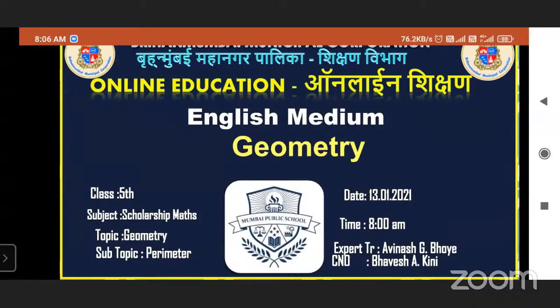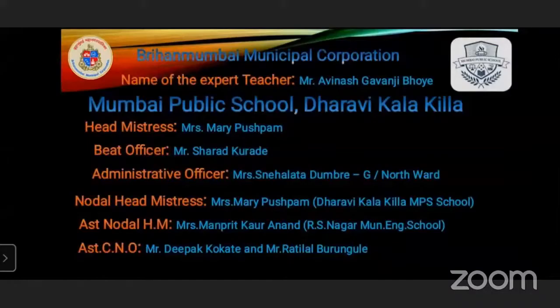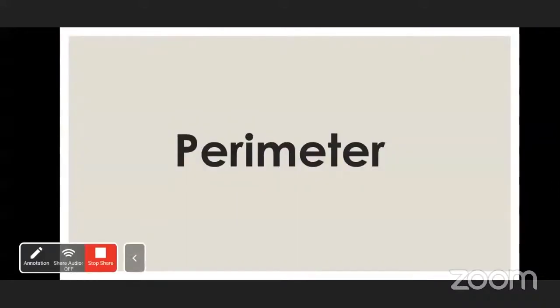Today we learn about scholarship. In that we learn the mathematics subject, and we see perimeter. Myself Avinash Gavanji Bhoye from Mumbai Public School, Dharavi Kalakilla. Here, today's topic is perimeter. We already learnt about perimeter and area in previous lessons.